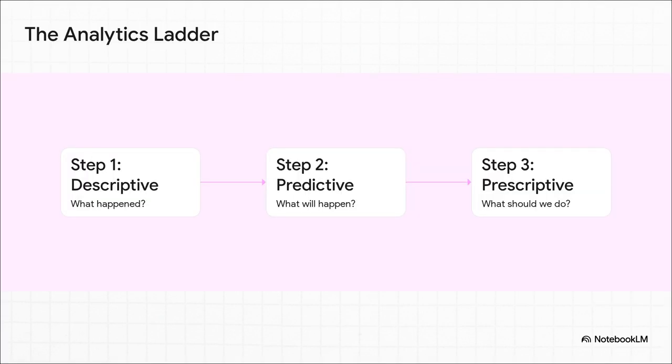Now, the best way to tackle a problem this big is by climbing what we call the analytics ladder. It's a 3-step journey, and it's super logical. We start by just understanding the past, then we use that knowledge to predict the future, and finally, we recommend actions to create the best possible outcome. Each step really builds directly on the one before it.